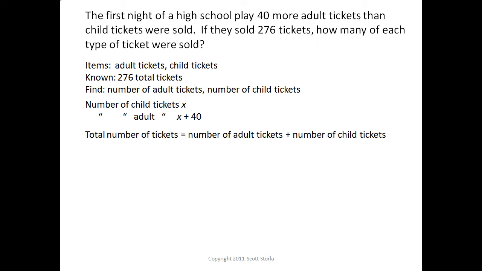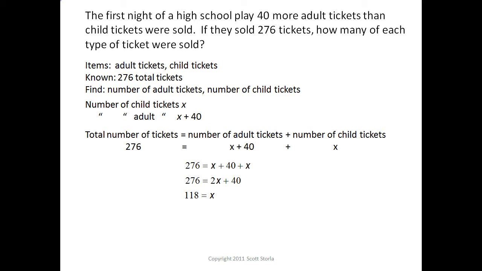Once I've got my English equation and I've done steps 1 and 2, from here on, it's just a matter of substituting and solving. I know the total number of tickets is 276. I know the number of adult tickets is x plus 40 because I did that work above. And I know the number of child tickets is x. I just fill that in. Solve the algebraic equation by combining like terms, subtracting 40, and dividing by 2.